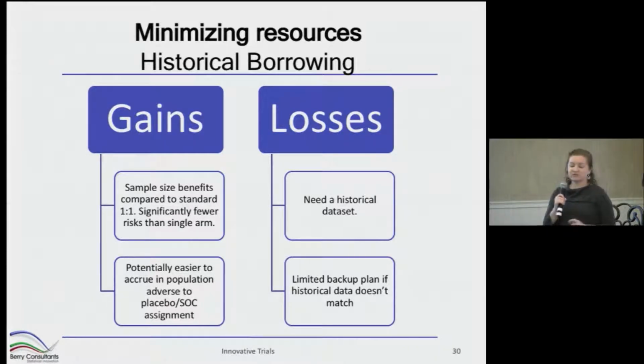And we talked earlier about how single-arm trials may be easier to enroll if patients are averse to receiving a placebo arm. They may not want to enroll in a randomized trial. So here, if we're able to run a randomized trial that does borrow from the historical data, it can potentially be easier to accrue because we need fewer control subjects. Most of the subjects that enroll in the trial are going to be assigned to the treatment arm. So that helps to mitigate that risk of our accrual being slower than expected.